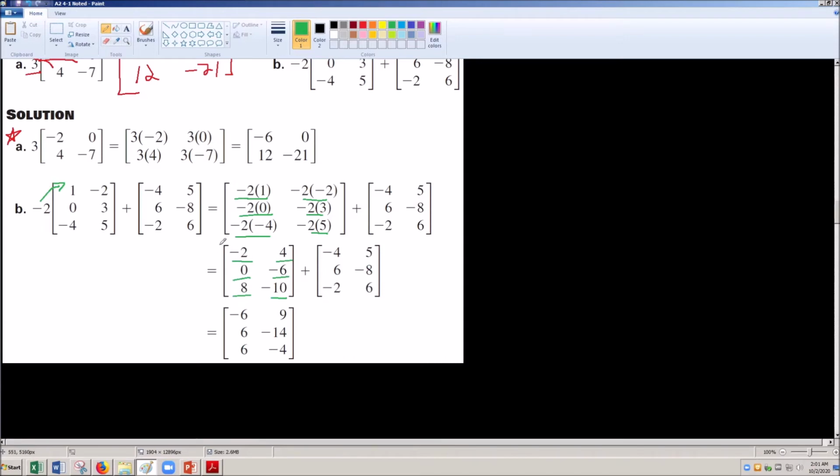And now once I've done my scalar multiplication, I'm just going to do my matrix addition, just like we did before, right? This is a 3 by 2, this is a 3 by 2, so I can add these things together. So now I'm going to look at first row, first column, first row, first column, and I am adding these things together. So -2 plus a -4 is really a -6. And I'm just simplifying these things as I go.